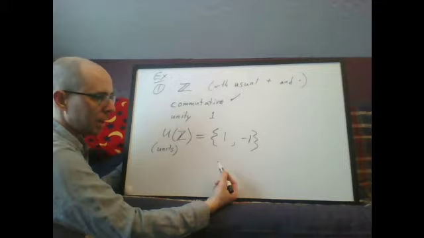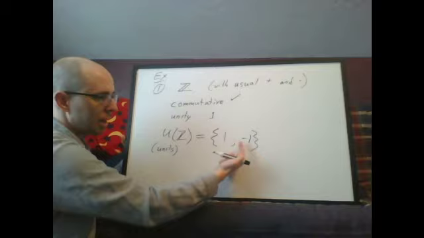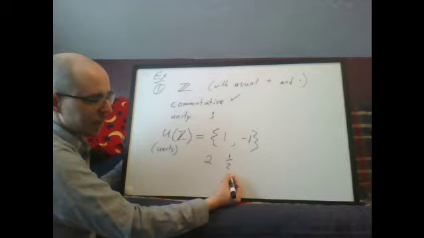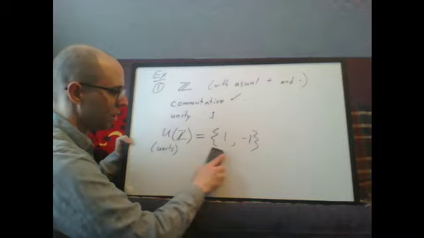Either of these, I can find an inverse for. 1 times 1 is 1. Negative 1 times negative 1 is also 1. So either of these, I can find something to multiply by to get 1. But like 2 doesn't have an inverse. It would be 1 over 2. That's not an integer. So even though it has an inverse, it's not in the set. All right. So we've got integers.